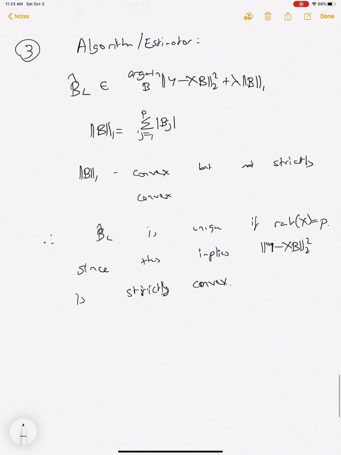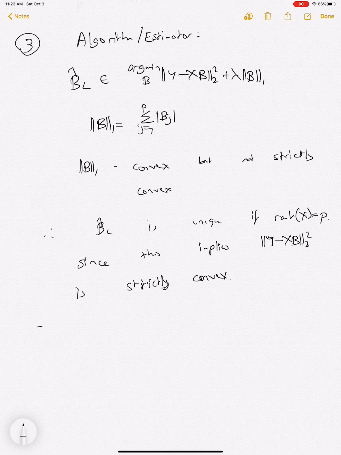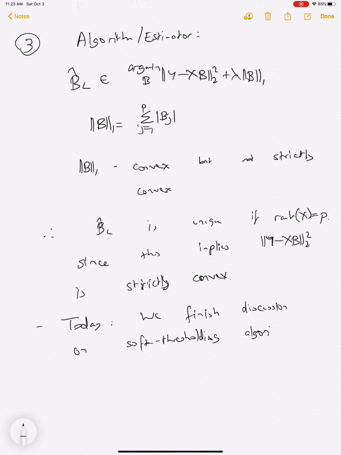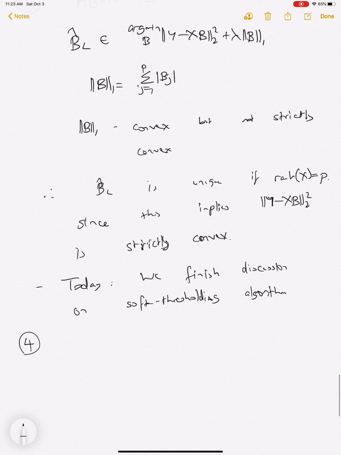Okay, and so today, we finished discussion on the soft thresholding algorithm, and I'll touch very, very briefly on some other algorithms, and I guess the main focus of today is analysis. How close is beta hat L to beta?